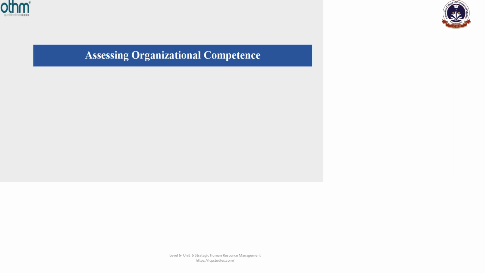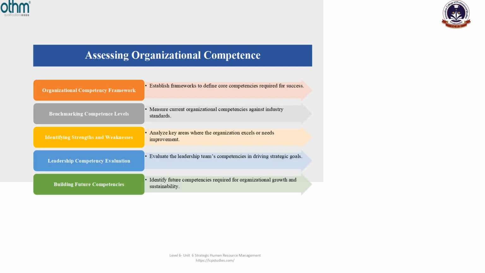Now we have to assess the organizational competence. To do this, first we have the organizational competency framework, in which we establish a framework to define the core competencies required for success. Then we have benchmarking for competence level, in which we measure current organizational competencies against industry standards. Then we can identify strengths and weaknesses, in which we analyze key areas where the organization excels or needs improvement.